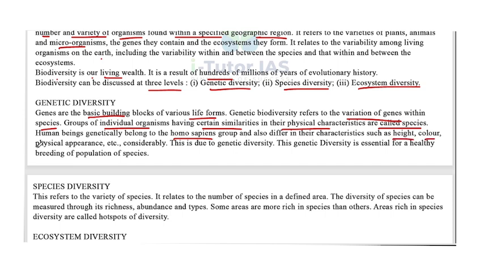Human beings genetically belong to the Homo sapiens group and also differ considerably in their characteristics such as height, color, physical appearances, etc. This is due to genetic diversity. Okay, so these characteristics, that is the height, color and physical appearances, are some of the genetic diversity of human beings. This genetic diversity is essential for a healthy breeding population of species.